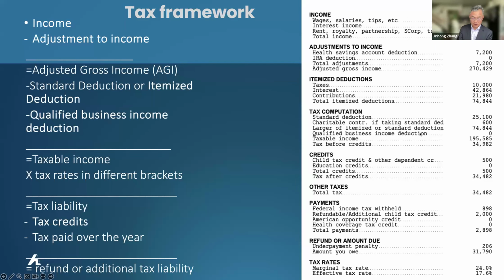So let's review the tax framework, right? The tax framework here is income. Now the income section, we all know the wages, but an important part here is partnership, the K-1s, that's important. And then we have the IRAs and then the itemized deduction, that's where the contribution is. That's where the big deduction things are.